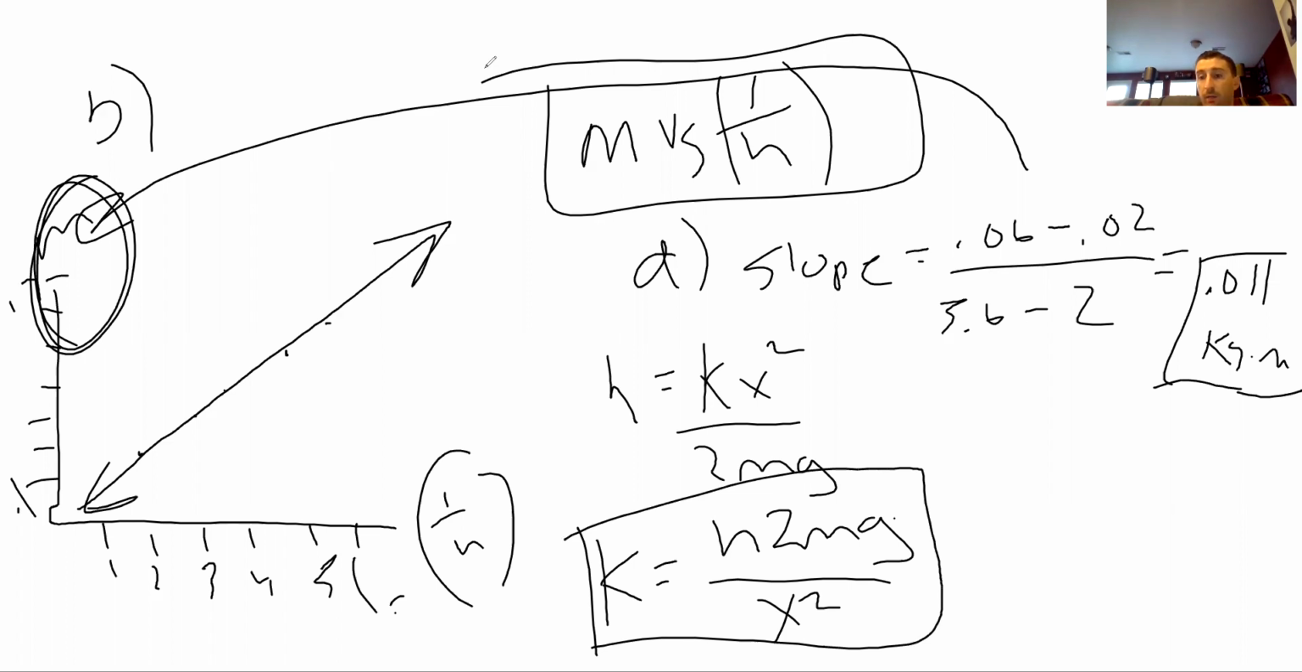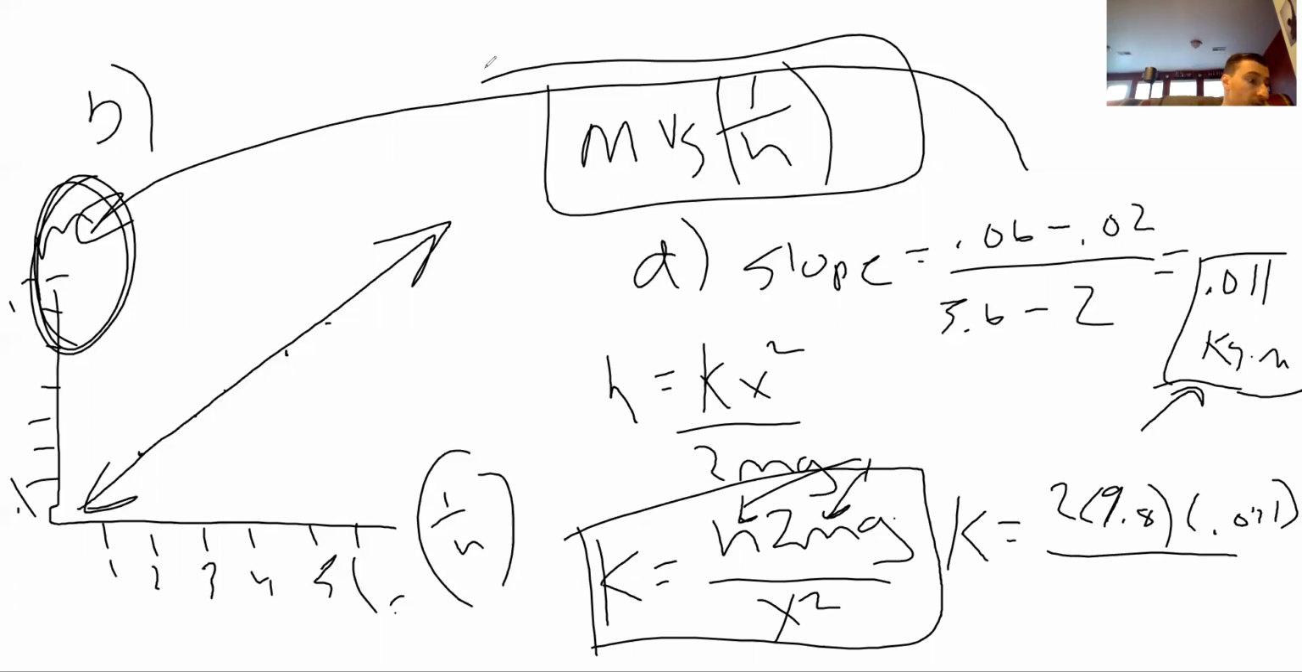Look, what do I have here? I have kilograms and meters, right? So kilograms is mass, height is in meters, so this value here is going to take the place of those two. So when I plug this in, K equals 2 times g, which is 9.8, times the slope, which is 0.01, times 1 over x squared. Our x was 0.02 compression, so 0.02 squared. I can then calculate that. I get 539 meters.